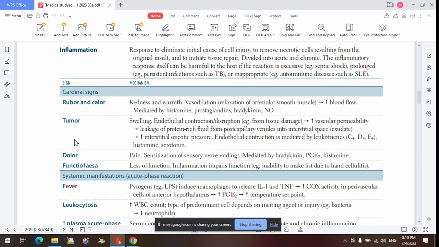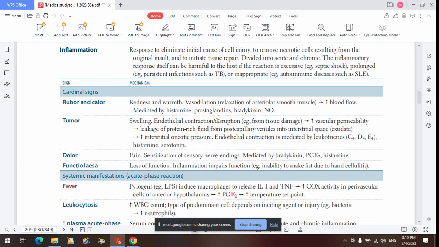Of course, blood is red, because it contains red blood cells, so that area is going to be red because of the blood that is there. And because we said blood carries heat from metabolism, that area is going to be warm. And we talked about the mediators that are responsible for that. We said histamine and bradykinin.